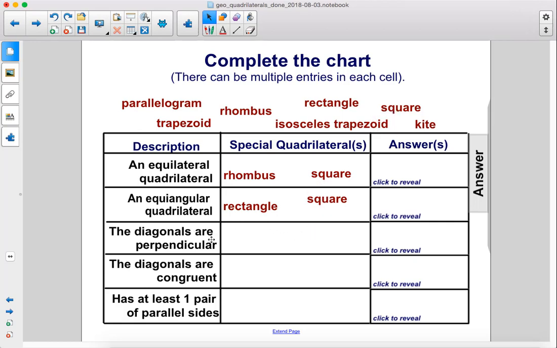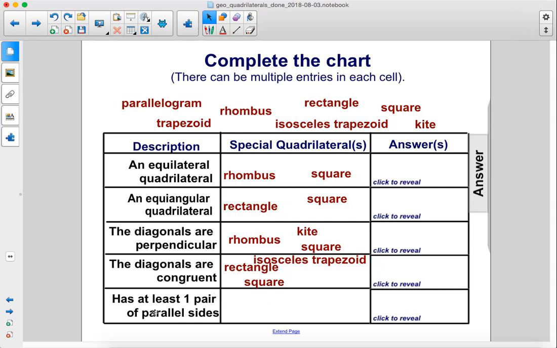The diagonals are perpendicular. That would be a rhombus, a kite, and a square. The diagonals are congruent. Rectangle, square, and an isosceles trapezoid.